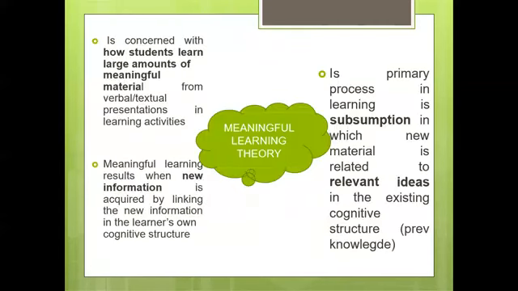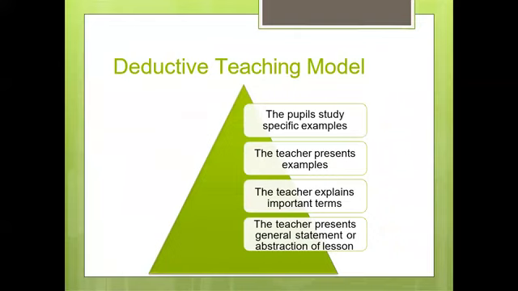Meaningful learning theory is concerned with how students learn large amounts of meaningful material from verbal, textual presentations in learning activities. Meaningful learning results when new information is acquired by linking the new information to the learner's own cognitive structure. The primary process in learning is subsumption, in which new material is related to relevant ideas in the existing cognitive structure, that is, previous knowledge.